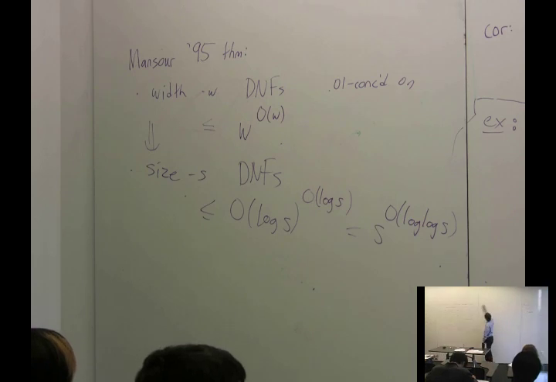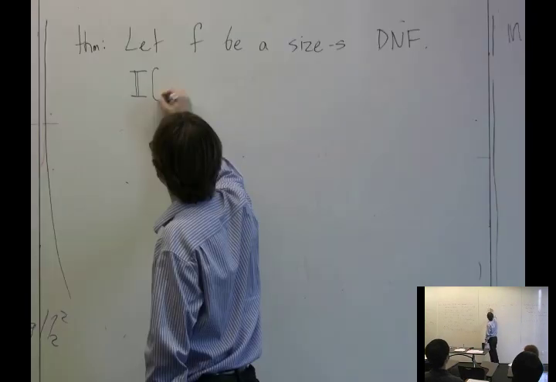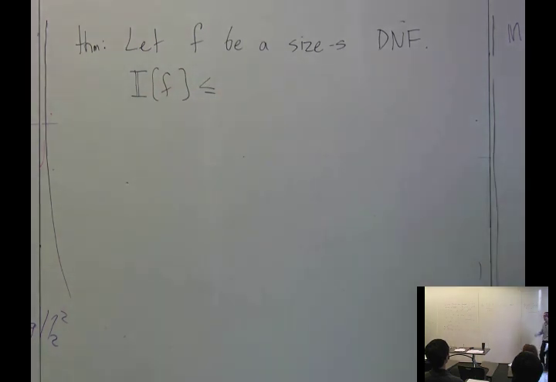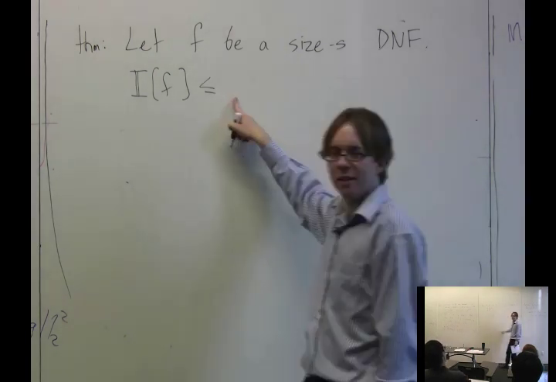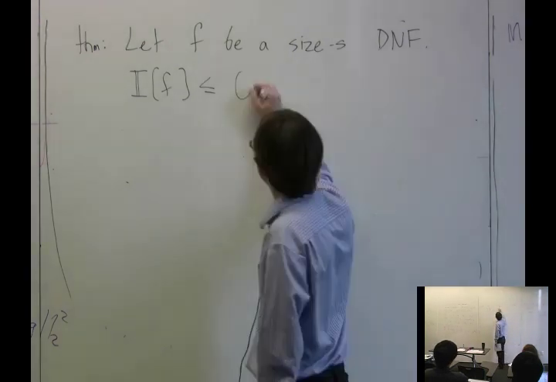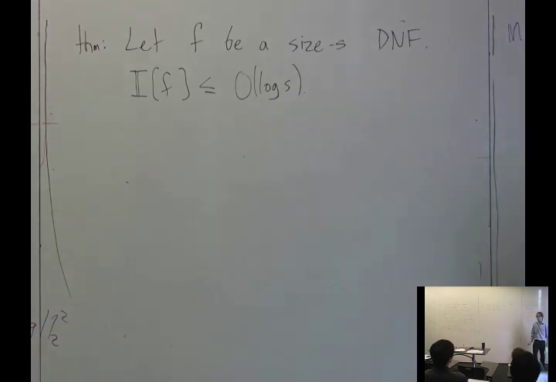Here's a theorem that we're going to prove soon. Let f be computable by a size-s DNF formula. How can we bound the total influence of f? What can we put here? So remember, if it was with width w, we could put 2w here. So what would you guess that we could put here? Yeah, you would guess that we could put log s. And indeed, that's true. Unfortunately, it does not quite follow from what we've proved so far.